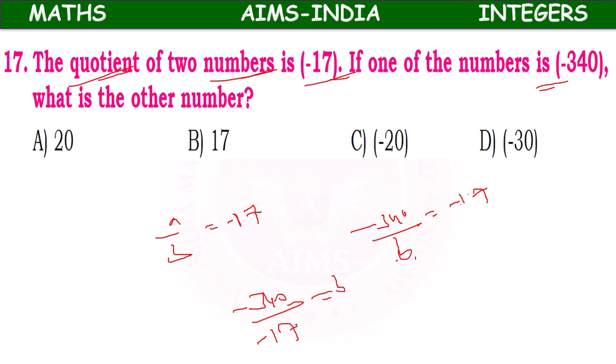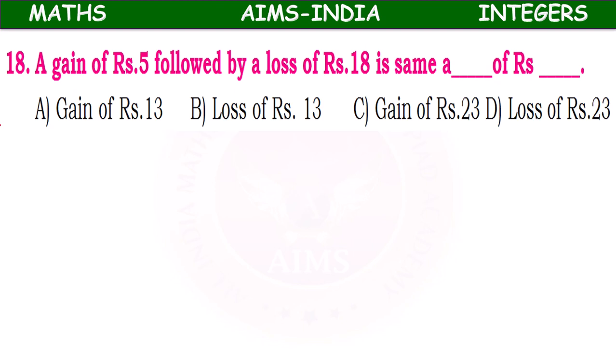B equals 340 by 17. Minus minus cancel. 17 2 times 34, 0. So B value equals to 20. The other number B value equals to plus 20. Plus 20 is the right answer.